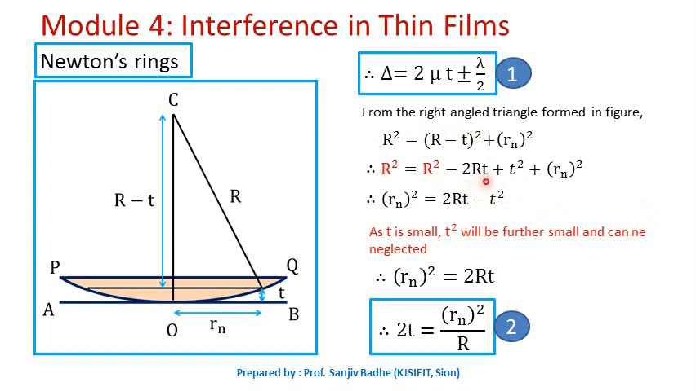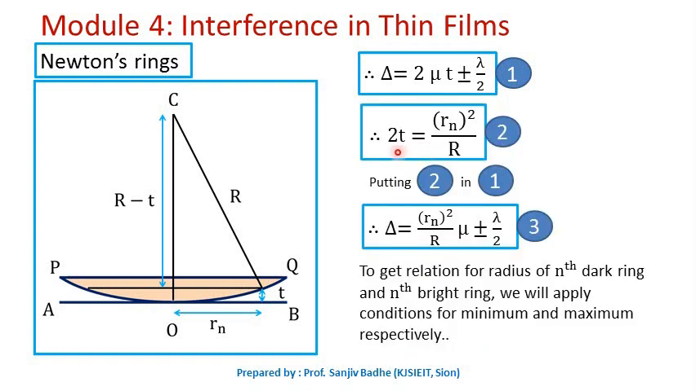Here t is the thickness of the film, and the film is a thin film. So as the film is thin, t is very small. So t square will be further small, and we can neglect this t square in comparison with 2Rt. So Rn square can be written as 2Rt. And from this relation, we can write 2t equal to Rn square upon R. Let us call it equation number 2.